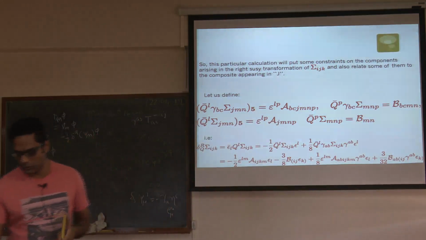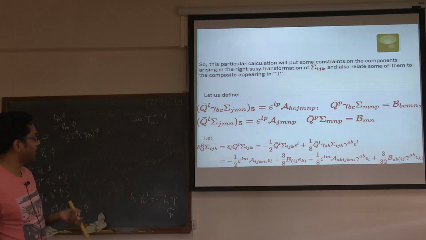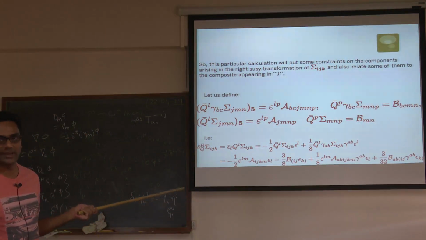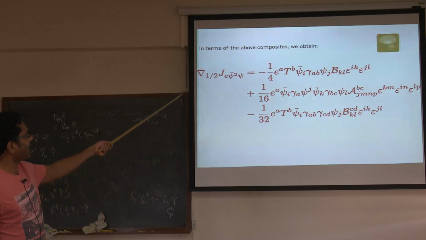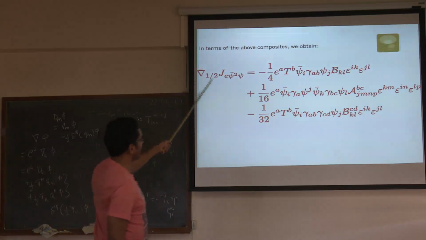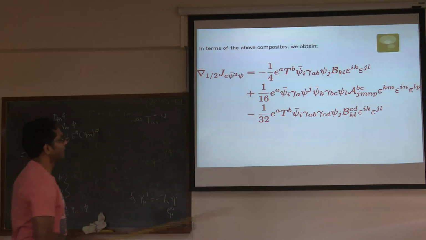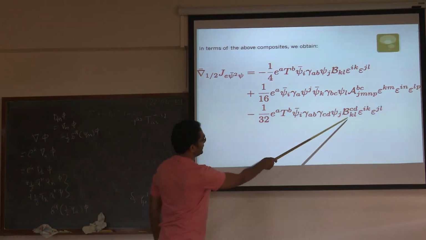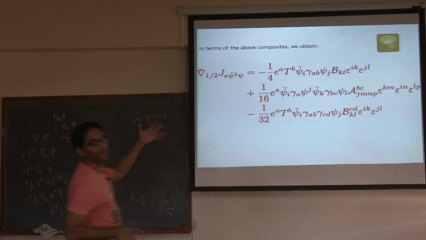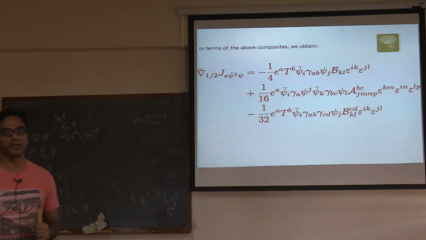Using these blocks that appear in the right supersymmetry transformation of sigma ijk, your delta bar half of the composite that I had written down can be written in this way, where this BKL, AB, JMNP and BCDKL are defined as blocks that appear in the right supersymmetry transformation of sigma ijk.